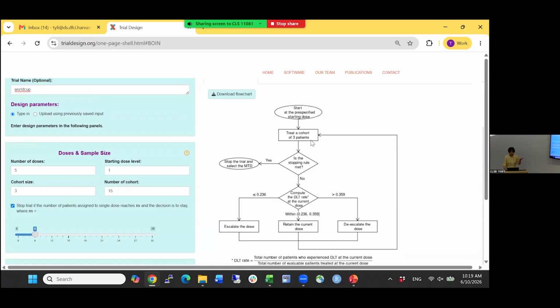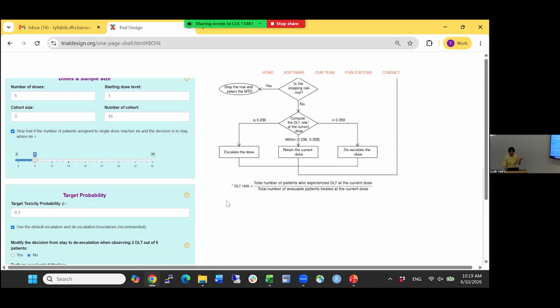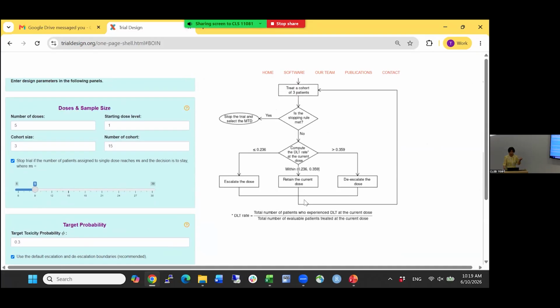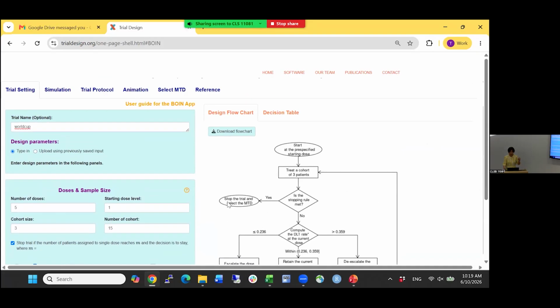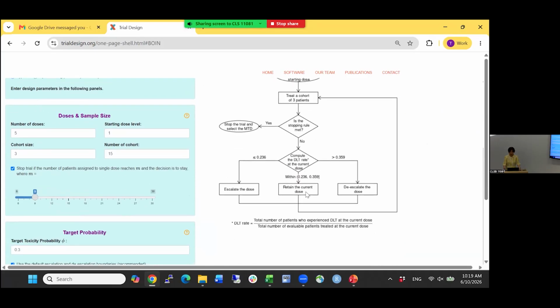We treat 3 cohorts of 3 patients. Then we first check if the stopping rule is met, that is the dose control, the overdose control. If it's met, it's too toxic, then we stop the trial and select the MTD dose. If it's not met, then we compute the DLT rate at the current dose and compare that DLT rate with 2 boundaries. This DLT rate is calculated as the total number of patients who experience the DLT at the current dose divided by the total number of evaluable patients treated at the current dose.